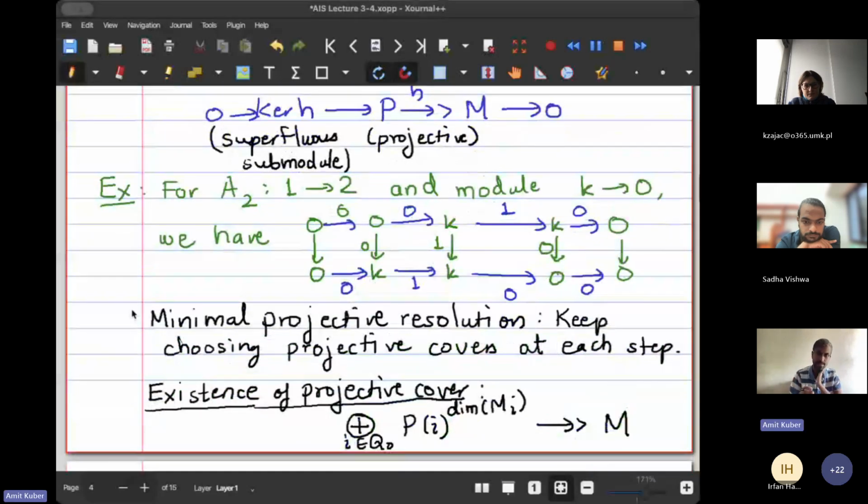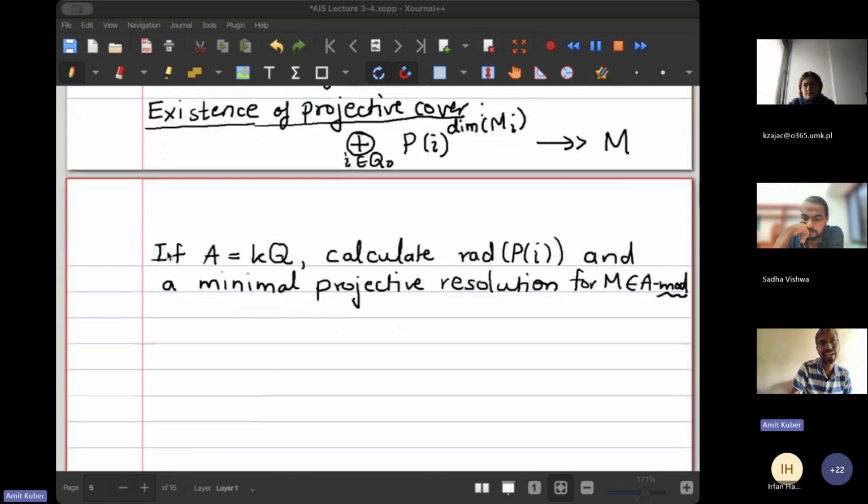Here is the idea. If you are given one particular module M, then the dimension of the component vector spaces Mi is still finite. So what you do is you take a direct sum of dimension Mi many copies of Pi, and this will be a projective cover. Well, let me write that. I have left some blank space here.